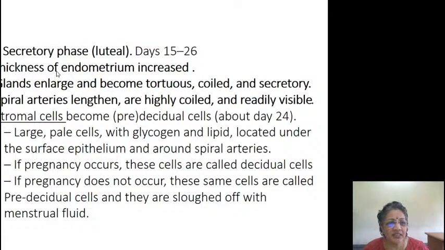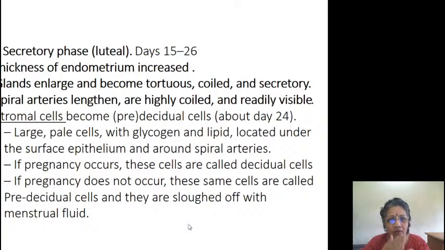Right, that is followed by a secretory phase or luteal phase, which is after day 15 onwards. Day 14, we take it as a typical ovulatory day. The thickness of the endometrium becomes even more increased, the glands become enlarged and they become tortuous and coiled on each other and very secretory in nature. The spiral arteries lengthen, become even more coiled, and they are easily visible because they are spiral. Because the artery itself is a spiral on itself. When you take an LS through it, it looks like a zigzag lumen, right, or a saw-toothed lumen.